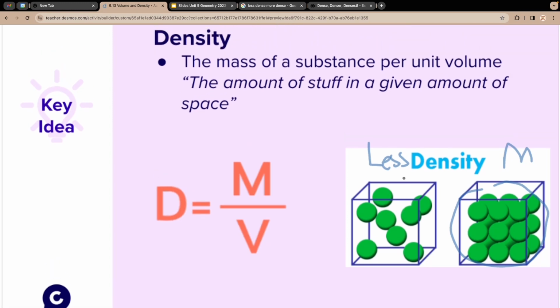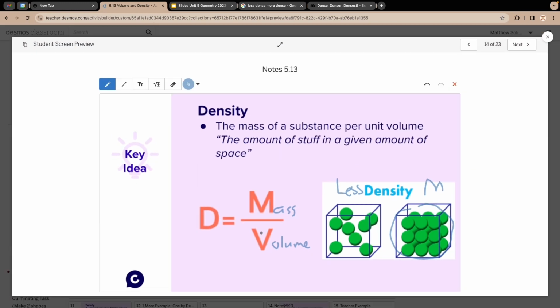So when you think about density, you're talking about the mass divided by the amount of space, or the volume. So our formula for density equals mass divided by the volume. To show how to calculate density, we're going to do an example here. And remember, density equals mass divided by volume. That is the big important formula you want to have written down. It's the amount of stuff per unit volume.